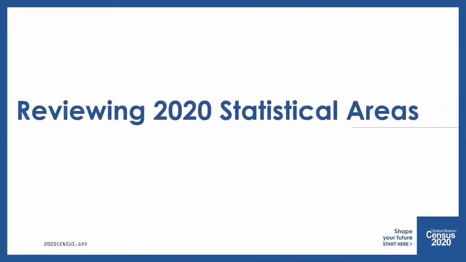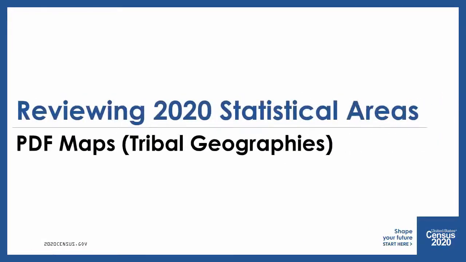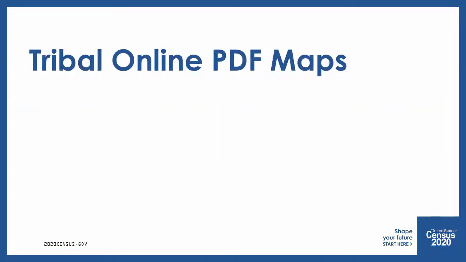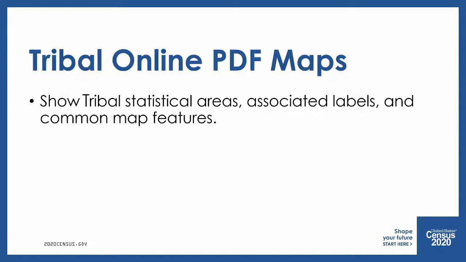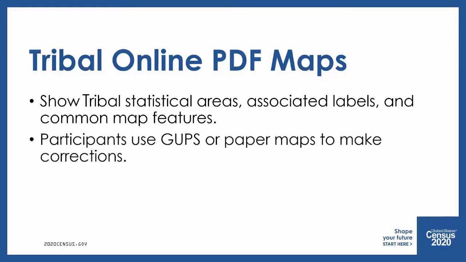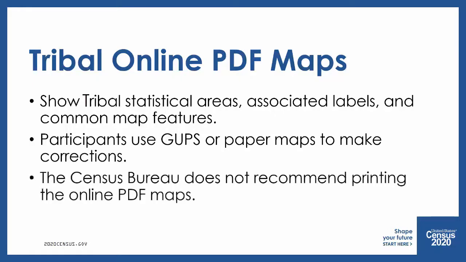Next, we will review how to use the Tribal Online PDF maps to review the 2020 tribal statistical areas. The Census Bureau created tribal area-based online PDF maps that show the tribal statistical areas, associated labels, and other common map features to assist with the review of the 2020 tribal statistical areas specific to each tribal area. If corrections are identified, participants will use either GUPS or paper maps provided separately by the Census Bureau to make those corrections. The Census Bureau does not recommend participants print the online PDF map for use in making corrections.